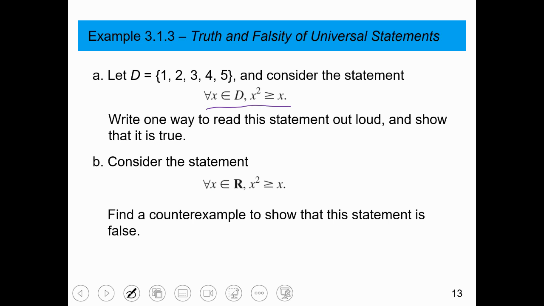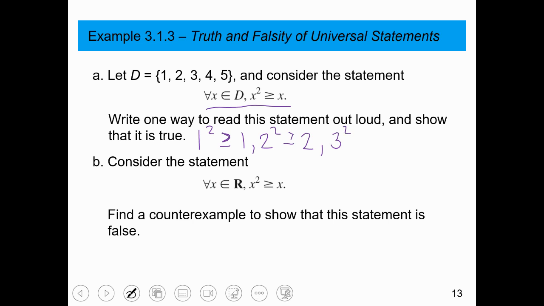To show that it's true, we would actually need to take each of the values, starting with 1, and show that 1 squared is greater than or equal to 1. Certainly that is true. 1 squared is equal to 1, which is equal to 1. We would show that 2 squared is greater than or equal to 2. Certainly 4 is greater than 2.